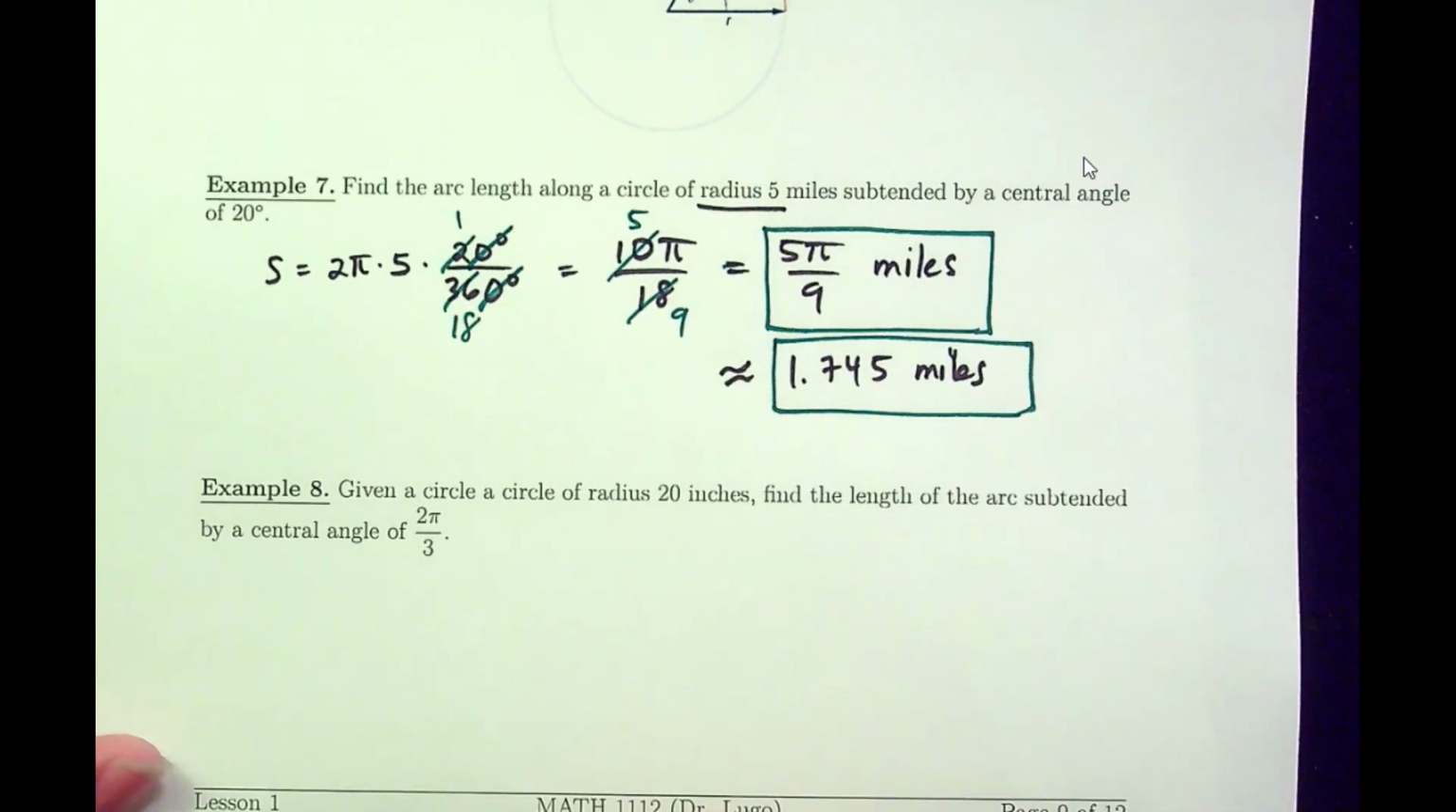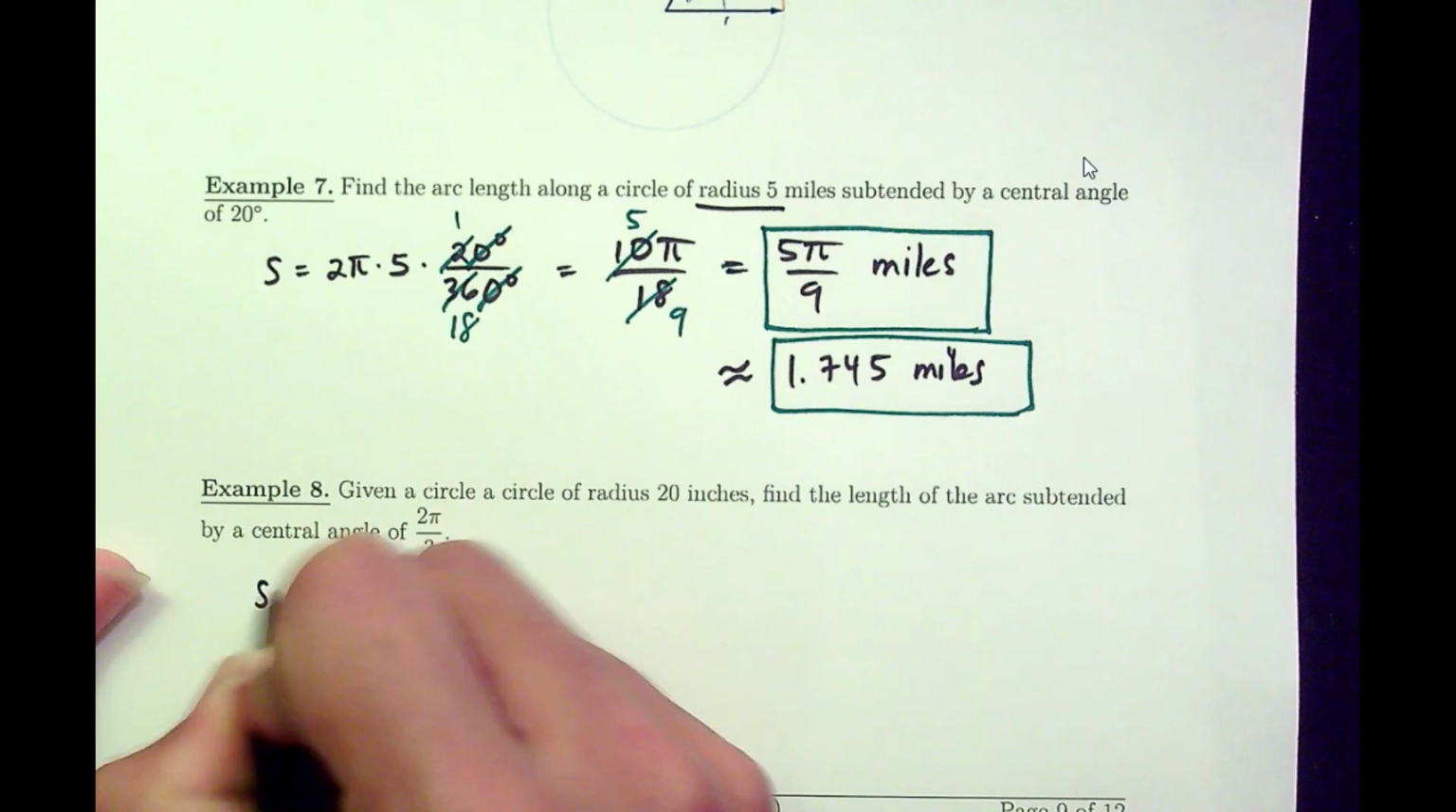So let's do another one. The next one says, given a circle of radius 20 inches, find the length of the arc subtended by a central angle of 2 pi over 3. So this is the same type of problem, just in radians. Okay, but as I said, it's done exactly the same way.